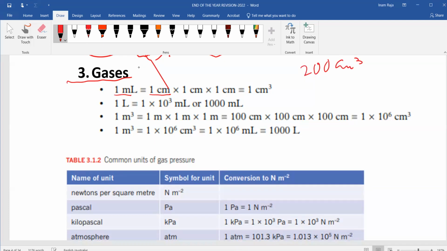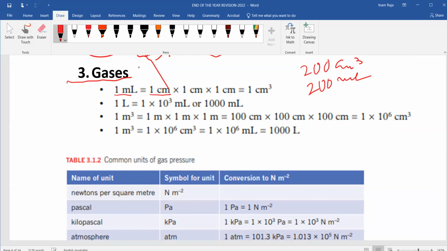sorry, I said that 1 ml is equal to 1 cm. It's not 1 cm, it's 1 cm cube. So 1 cm times 1 cm times 1 cm. So if they give you 200 cm cube or they give you 200 ml, it's the same thing. It is exactly the same thing. Remember that. All right.